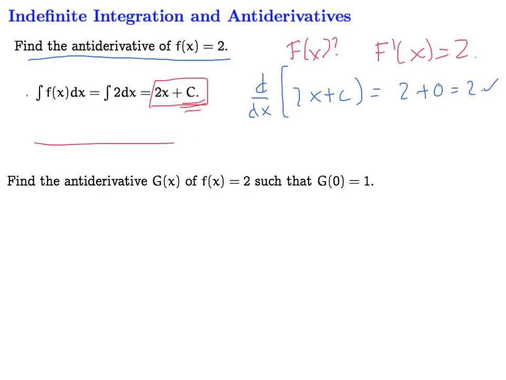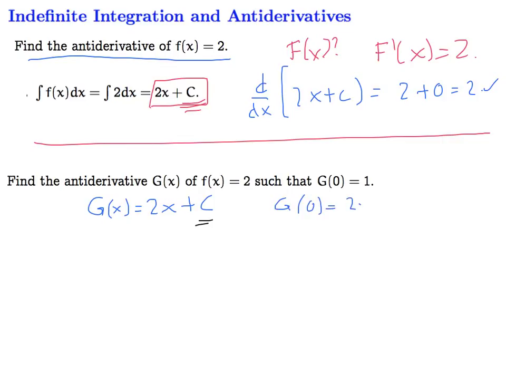Now, another problem might say instead, find the antiderivative g of x of f of x equals 2 so that g of 0 equals 1. Well, from our work in the previous problem, we know that g of x equals 2x plus c is certainly an antiderivative. The problem is this pesky c here, right? If we tried to put 0 into g right now, we'd get g of 0 equals 2 times 0 plus c.